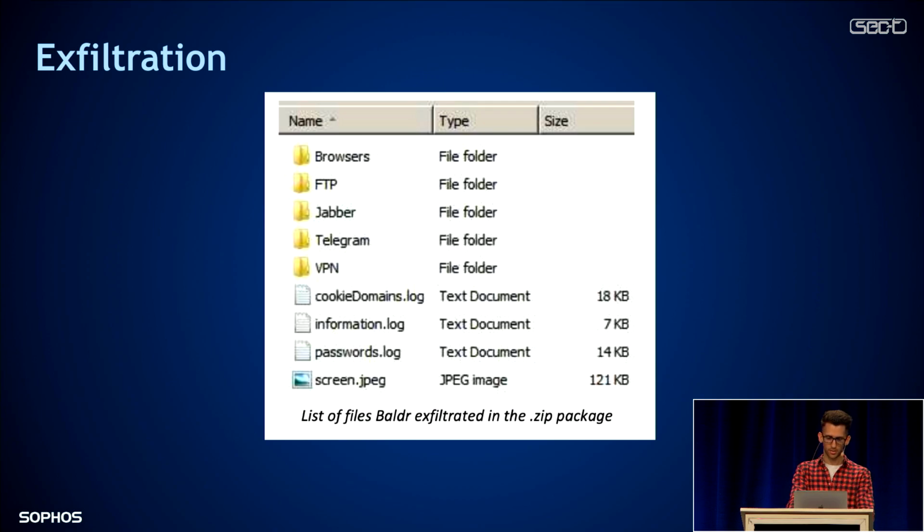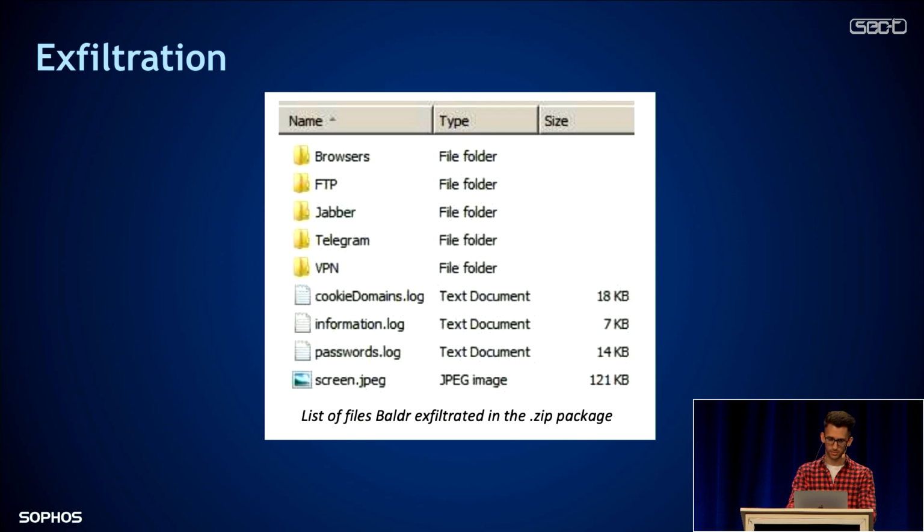And this is what the exfiltration phase looks like. So once the previously discussed threads are done, these are all the files that the Baldr stealer would gather up. And every information would go into different files and folders. All of these would get packaged up into a file called encrypted.zip, and it would be pushed out to a C2 server.